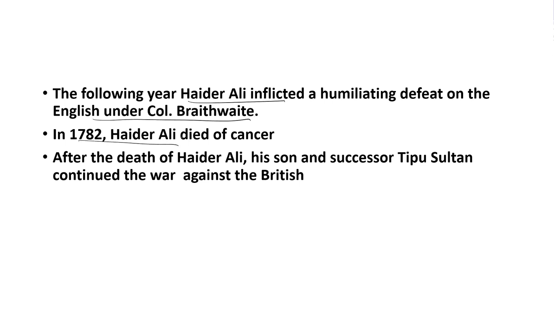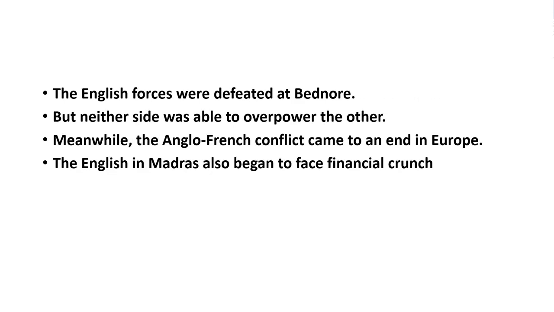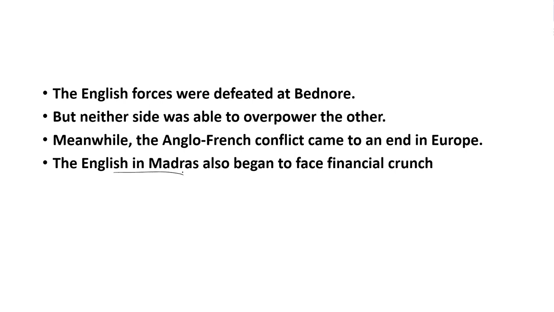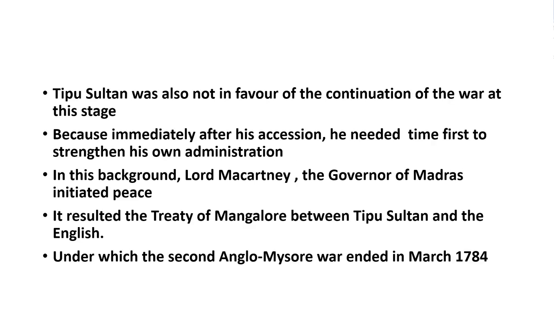But during the course of the Second Anglo-Mysore War, Hyder Ali died and he was succeeded by his son Tipu Sultan as the next ruler of Mysore. He continued the war against the British. But both Tipu Sultan and the English did not want to continue the war. Tipu Sultan wanted to strengthen his internal administration immediately after coming into power. On the other hand, the English began to face a financial crunch. So, both of them decided to discontinue the war. By the Treaty of Mangalore, signed between Tipu Sultan and the British, the Second Anglo-Mysore War came to an end in 1784.